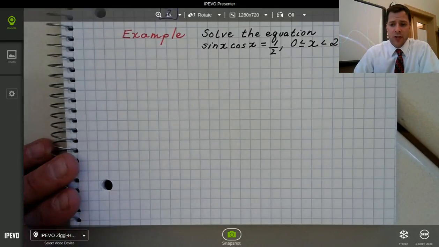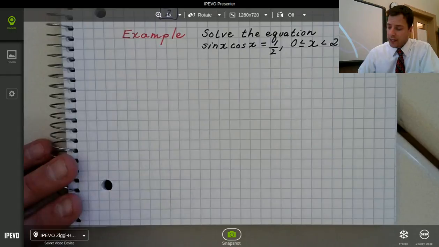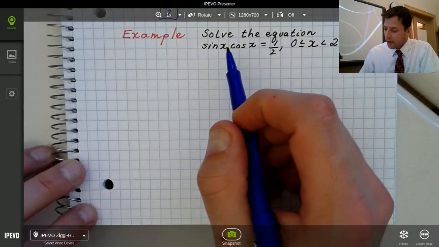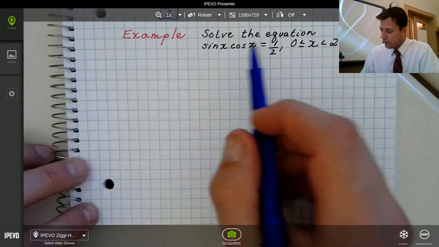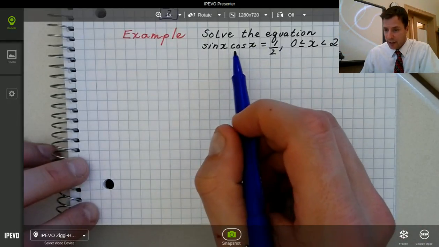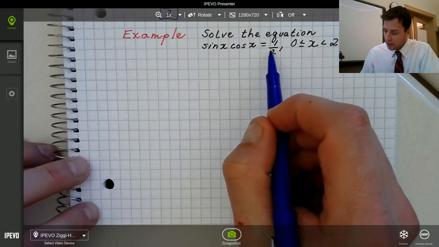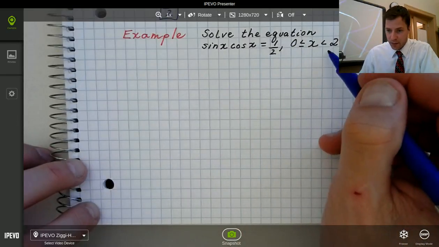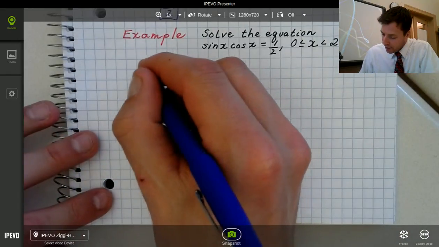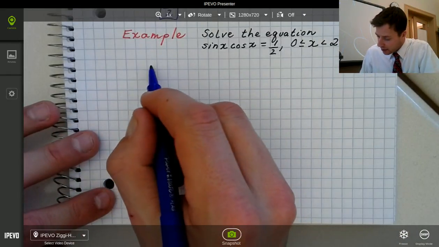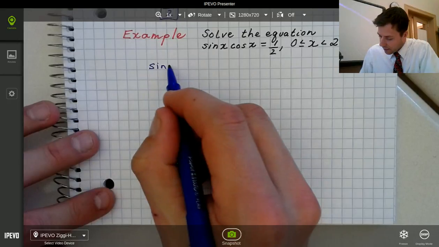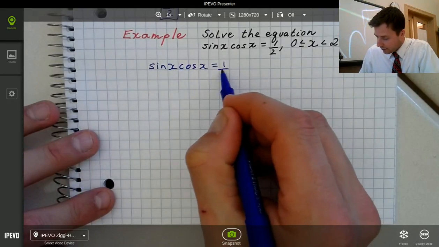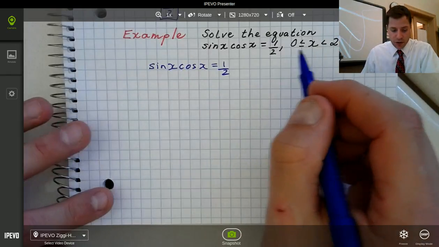Second example on solving trig equations using identities. The equation that we're given here is: solve the equation sine of x times cosine of x equals 1/2, and that's going to be from 0 to 2 pi. Okay, so we have the equation here. I'm going to go ahead and write this. We're going to have sine of x times cosine of x equals 1/2, and that's from 0 to 2 pi.